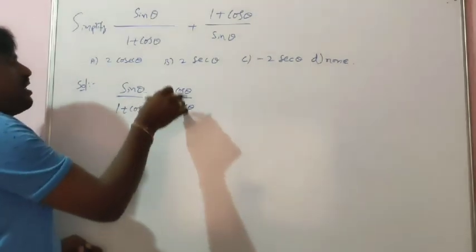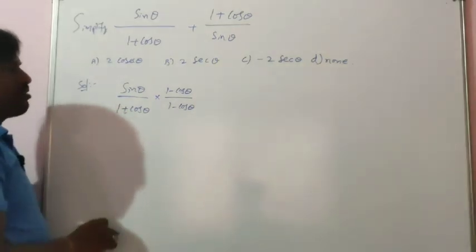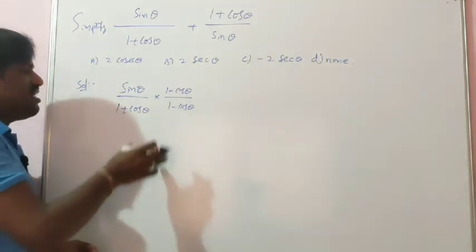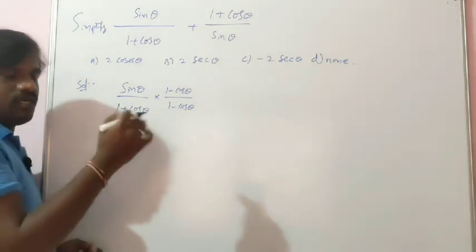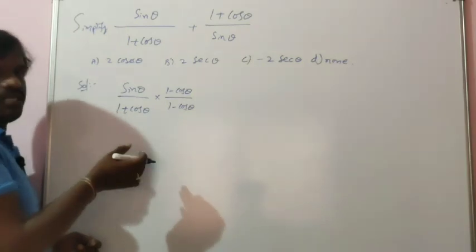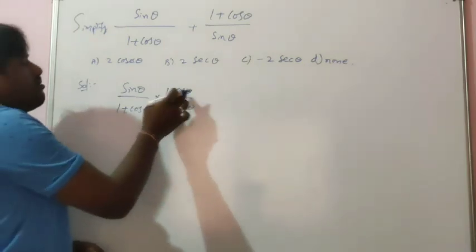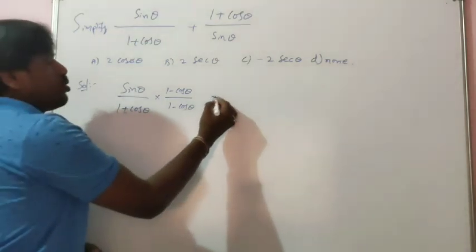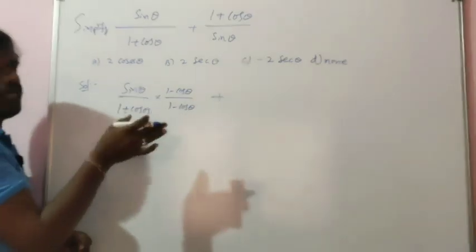So just multiply numerator and denominator by 1 minus cos theta. It is not like rationalization, sorry. Rationalize means you are getting a rational number in the denominator. No, it's not rationalization. Okay, so it is 1 minus cos theta and 1 minus cos theta. You have to multiply. I used that word just to help you understand, that's it.